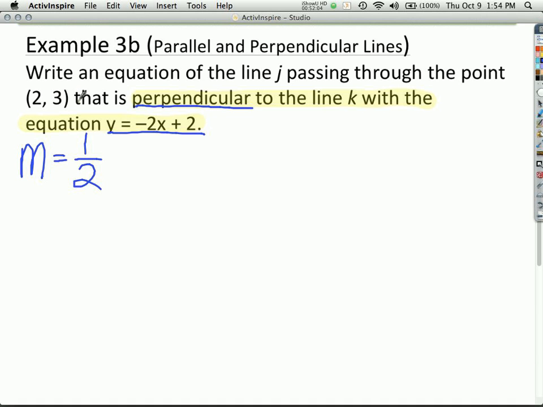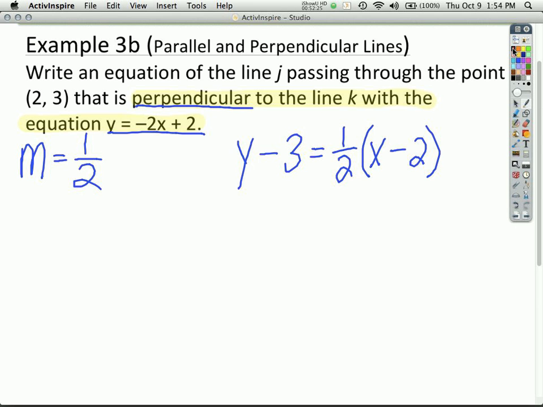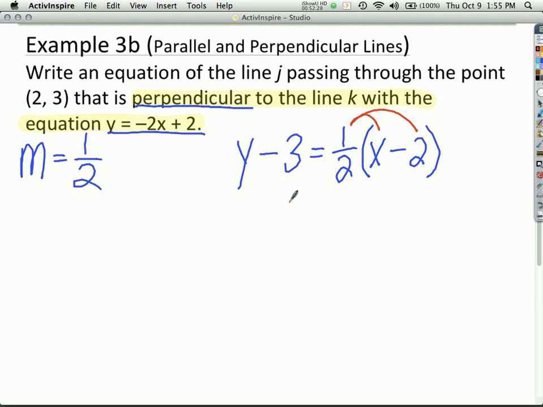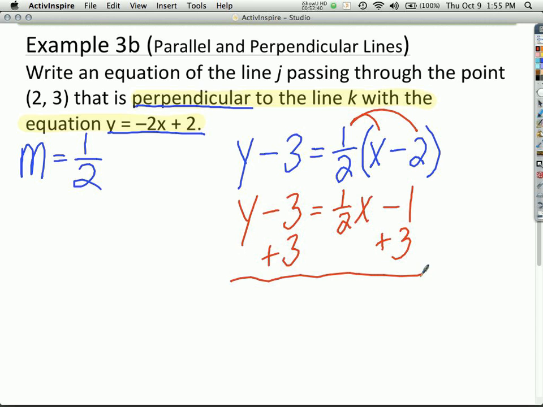And so now you have this point and the slope, write an equation of the line. Point-slope form is perfect. Y minus 3 equals 1/2 times x minus 2. If you need it in slope-intercept form, distribute, and then add 3 to both sides. Y minus 3 equals 1/2 x minus 1. Add 3, add 3. Y equals 1/2 x plus 2.